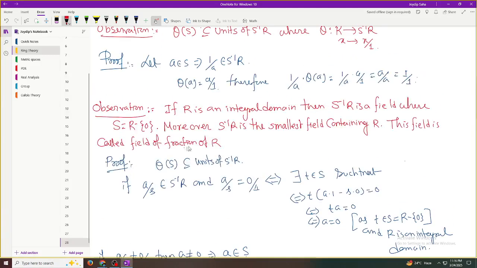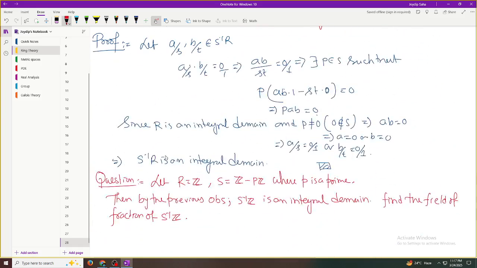This lemma says that every integral domain has a field of fractions. If you take S equals R minus 0, then S inverse R is the smallest field containing R, and this field is called the field of fractions. So here S inverse Z is an integral domain. What is the field of fractions? Tell me. Compute it.